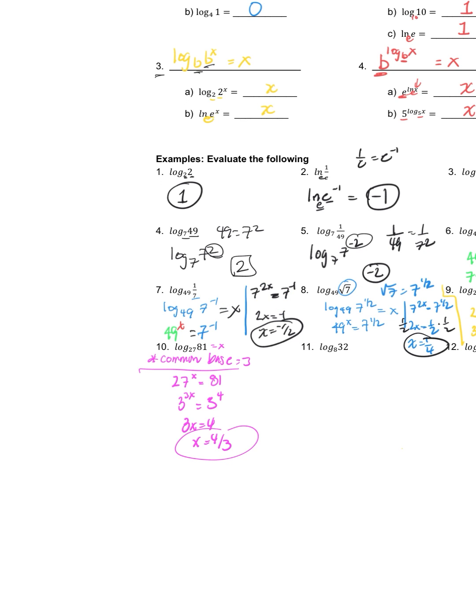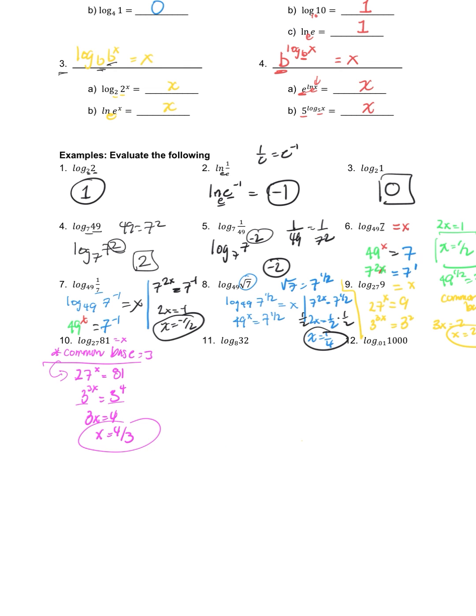Okay, for number 10, again, set equal to x. I got a common base of 3. I changed it to exponential form, so 27 is the base raised to the exponent x, and it equals the argument of 81. Changed both of those to the common base of 3 and got x equals 4/3.